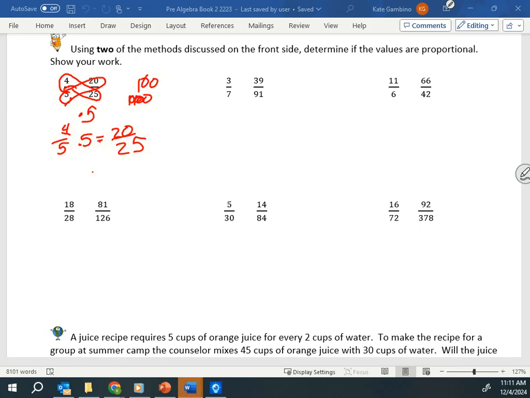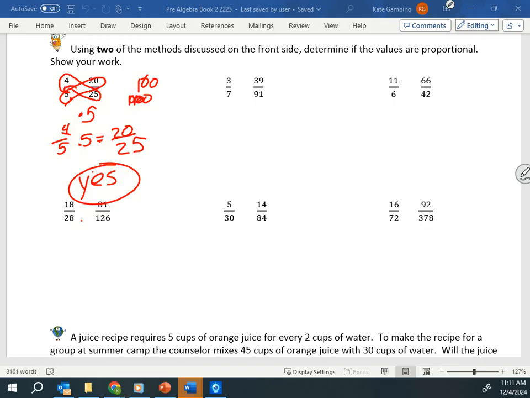So would I answer yes or no? Are they proportionate? I would answer yes. But I showed it 2 ways. I did multiplying scale factors and I did it with my cross products. Show your work so I can see easily which method you are using. Doesn't matter which method you use, they will all get you the same answer. Okay? Any questions on how to do this?